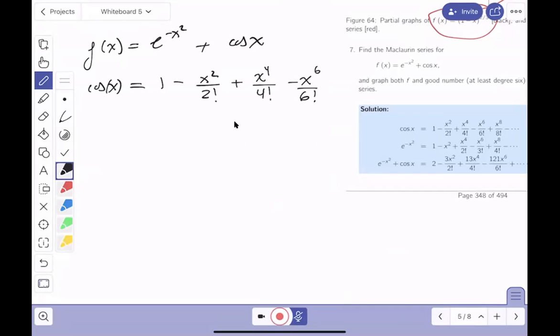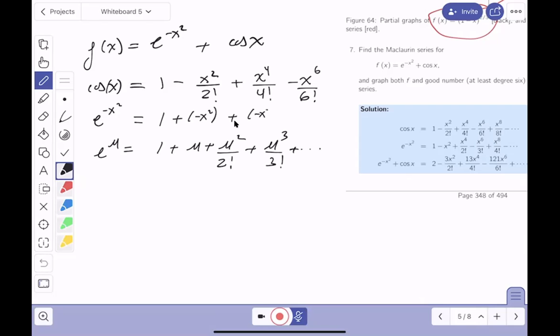And what's the other guy going to be? Well, it's cosine e to the minus x squared. I want to point out, for me to do this, I would like to know what e to the u is, and then I'll just pop it in. What's e to the u? 1 plus u plus u squared over 2 factorial plus u cubed over 3 factorial, yada, yada, yada. What do you have here? 1 plus minus x squared plus minus x squared squared over 2 factorial plus minus x squared cubed over 3 factorial.